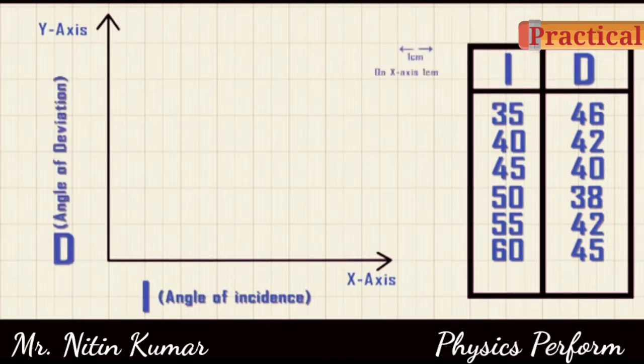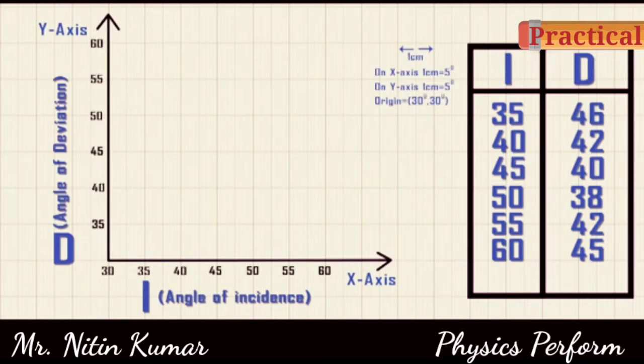We select a suitable scale on the x-axis: 1 centimeter is equal to 5 degrees. On the y-axis, 1 centimeter is equal to 5 degrees. And the origin is 30 degrees, 30 degrees. Now, let us plot the points on the graph. For x equal to 35 degrees, y is equal to 46 degrees.